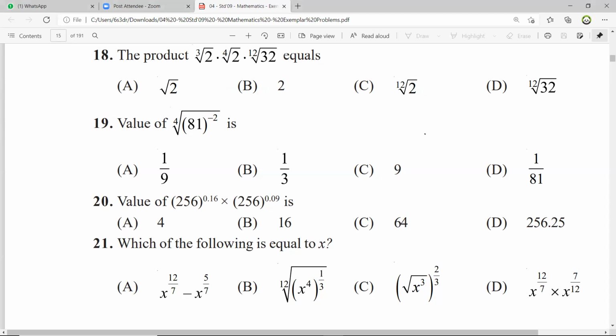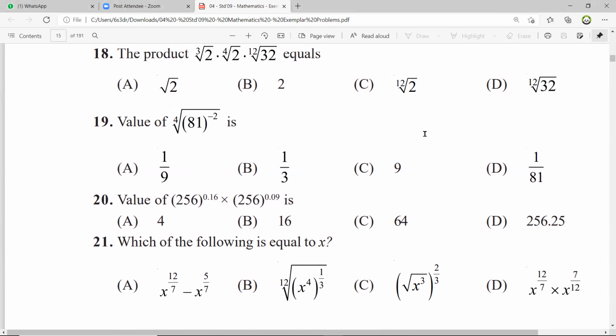Yes, Hamna, any guesses, any try? Ma'am, I guess it's B. Okay, it's not B either. So let's try to solve this. Okay, 256. Ma'am, it's A. Yeah, it's A. Hamna, did you get A?